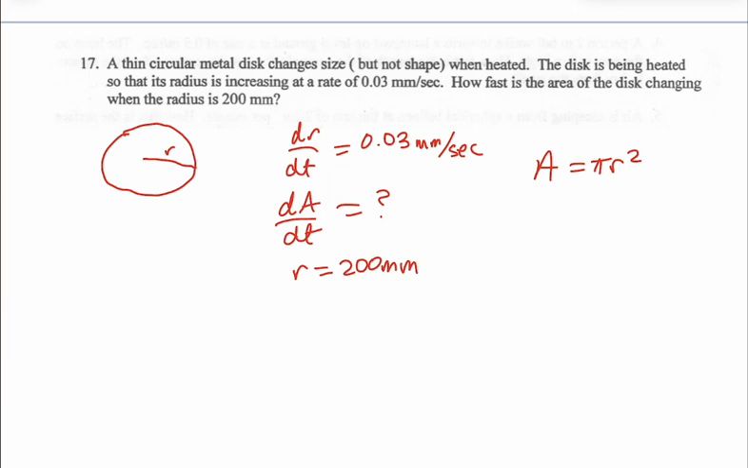So now I'm ready to differentiate. Now I'm differentiating with respect to time. So if I take a derivative of any variable that isn't time, which they're all going to be, you're going to tack on that dA/dt, and in this case, a dr/dt. So this is going to be dA/dt equals pi times 2r dr/dt.